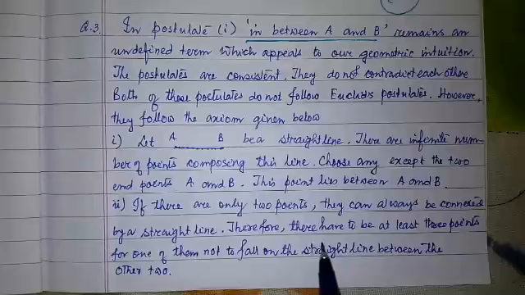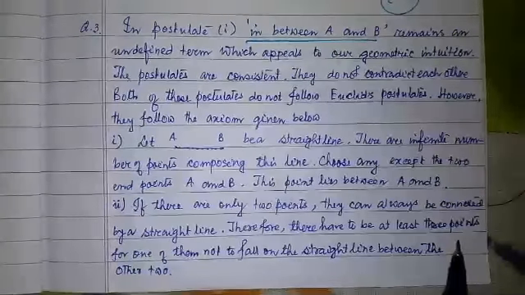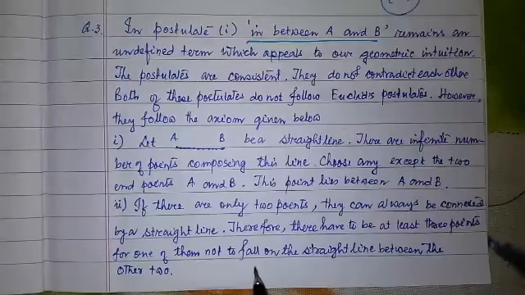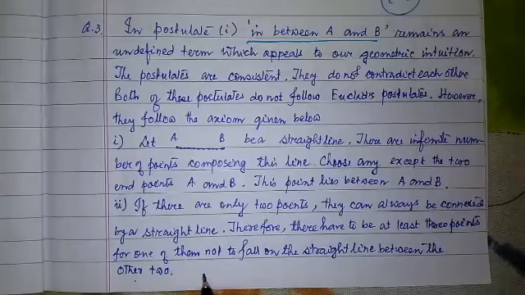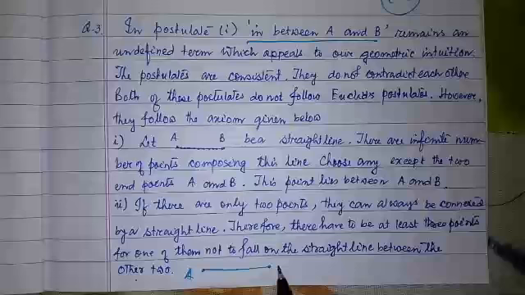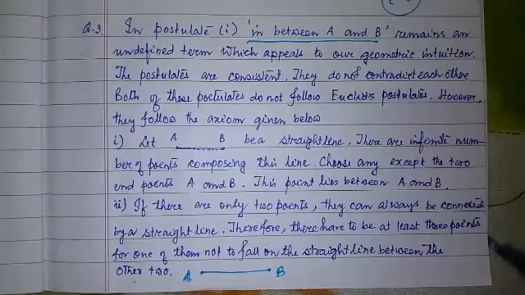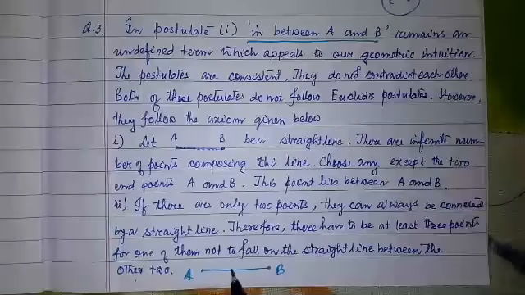Therefore, there have to be at least 3 points for one of them not to fall on the straight line between the other two. It means that if A and B are two distinct points and AB a straight line, then there occurs a question, collinearity and non-collinearity. For this, a third point is needed.